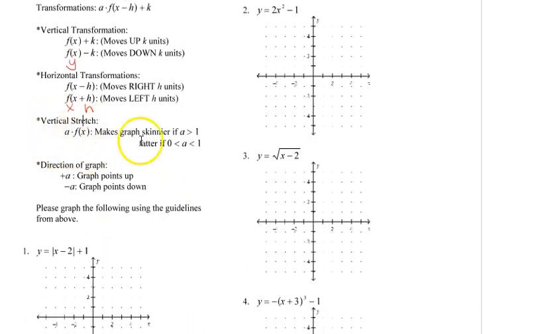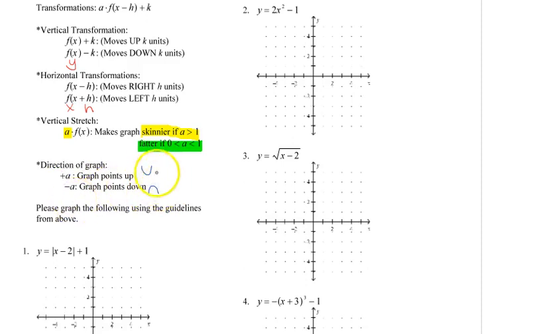The vertical translation means that if you have a function with an a on the outside, if a is bigger than 1, so let's say 2, 3, 4, it is going to be a skinnier graph. If a is between 0 and 1, the graph is going to get fatter and fatter. So then the direction of the graph, if a is positive, the graph is going to originally point up. If the a is negative, the graph will point down.